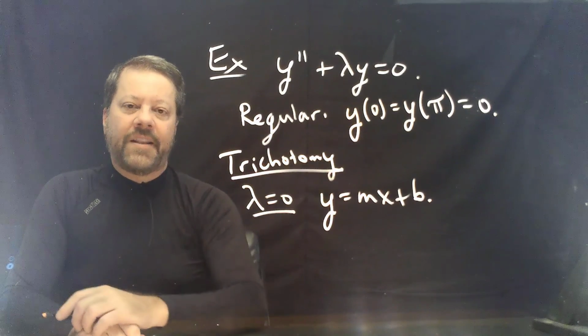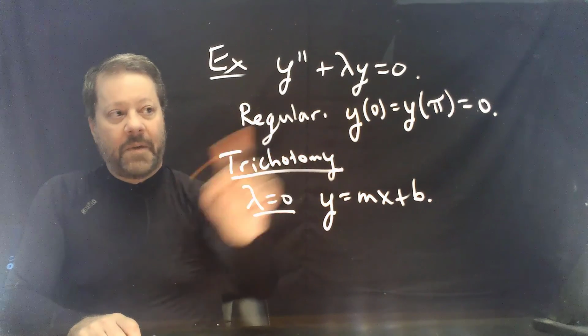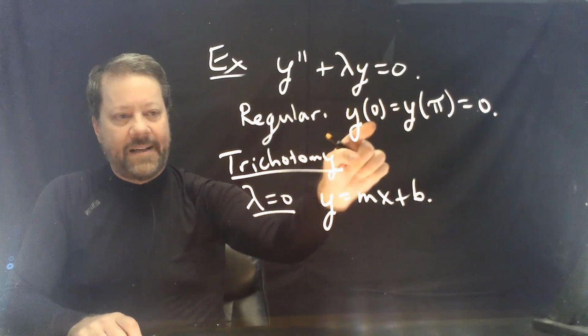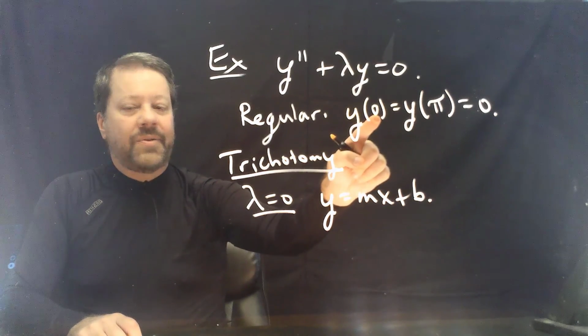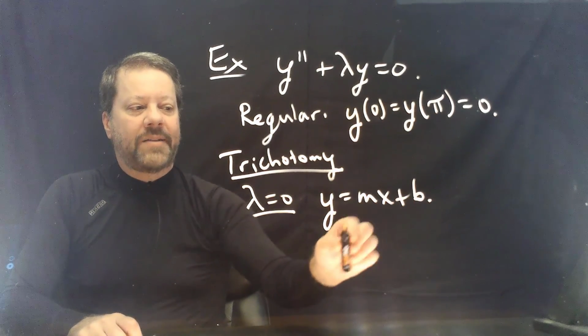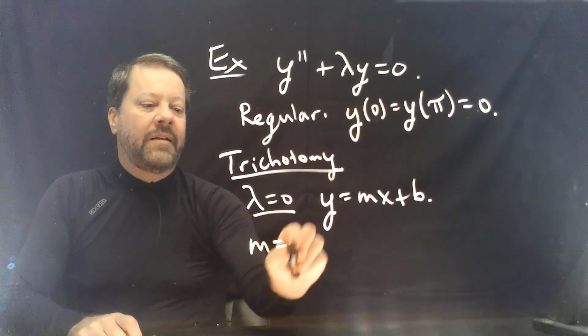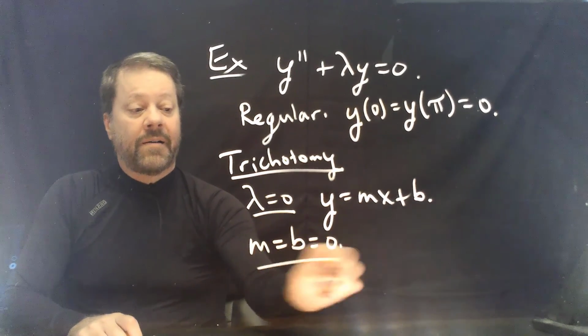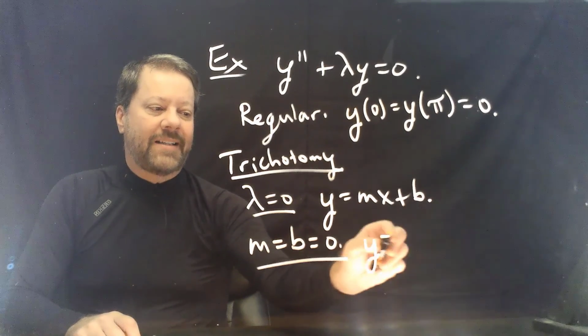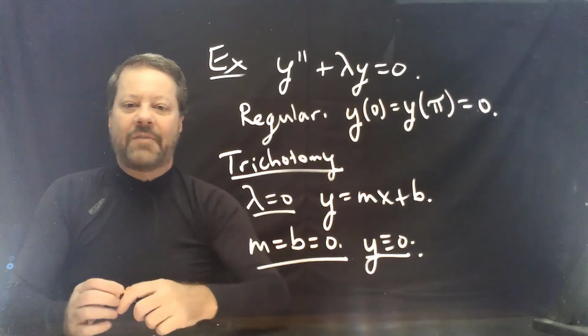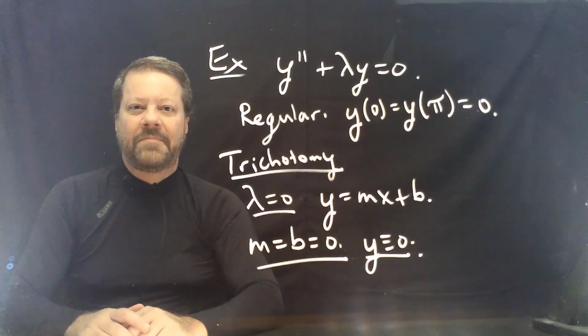In order to satisfy the boundary data, we'll have to have a straight line that passes through the x-axis at two distinct points, and hence both m and b are 0. That means y is identically 0. And we'll move on to the third case.